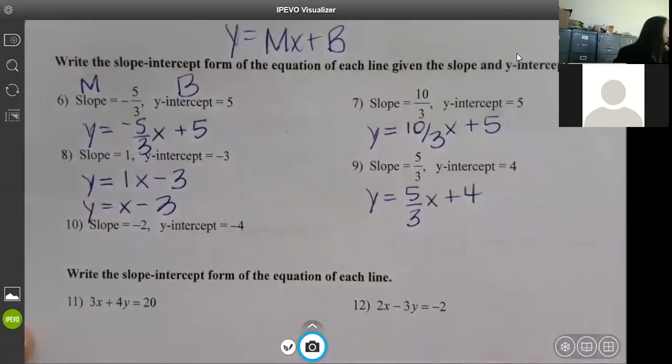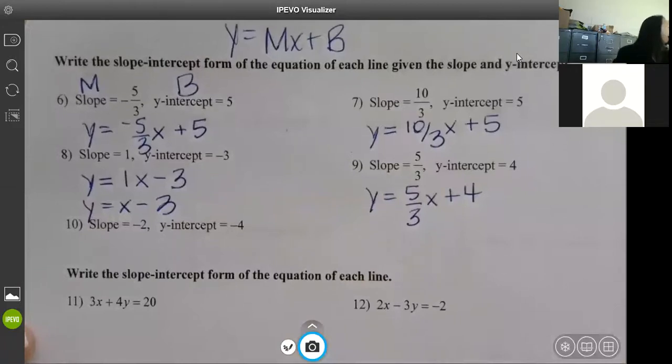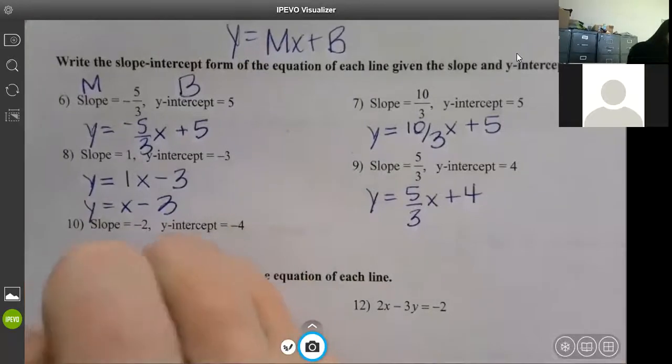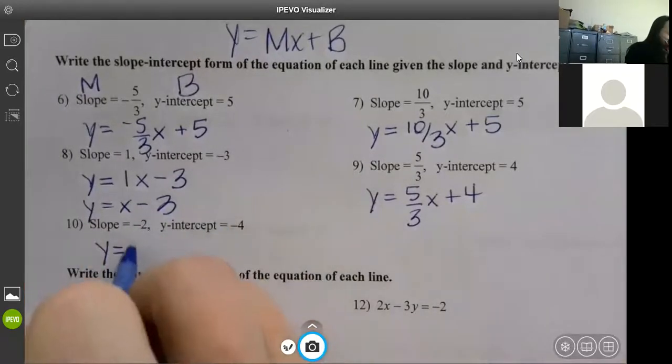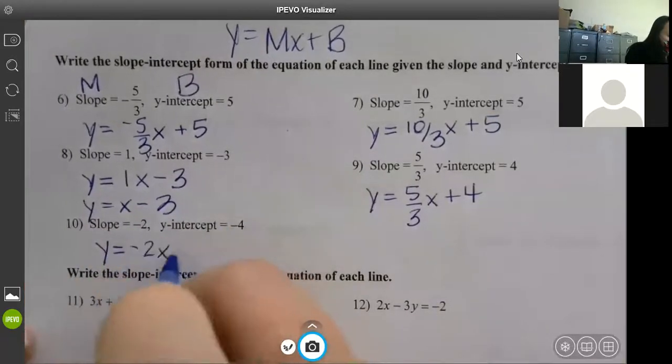That is it. You do have some of those on your homework tonight, okay? It'll take you like 2 seconds. So real quick. Next one, y equals? -2x minus 4.